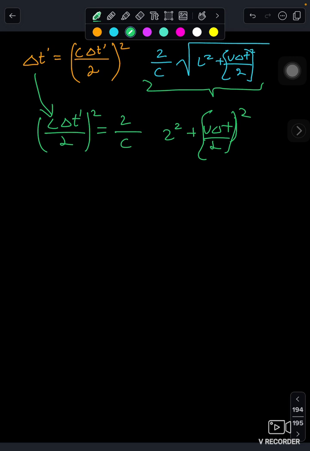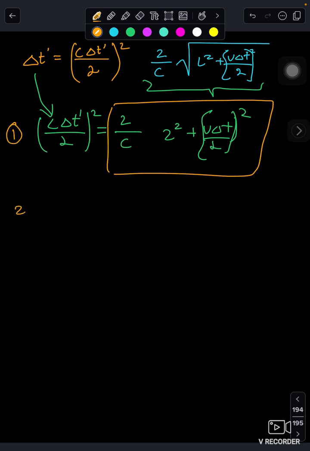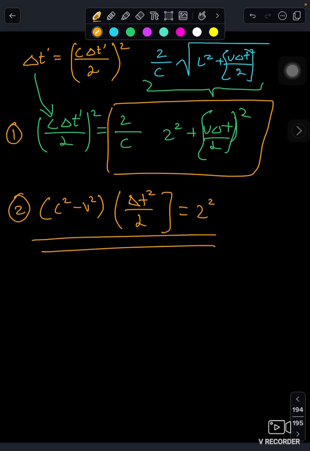And then it can be further simplified into, this is one way of defining it. Second way of defining the equation is c square minus v square t square over 2 L square. Number two way to describe the same equation.